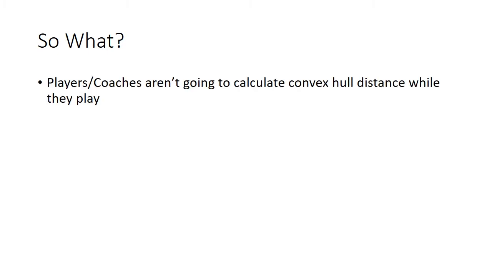I'm pretty sure that Steph Curry, when he's guarding James Harden, isn't going to calculate the convex hull area as he's playing to optimize the amount of help defense he's going to play, right? That's not going to happen. So I think this could be effective in scouting a player. You have an opposing player coming in.